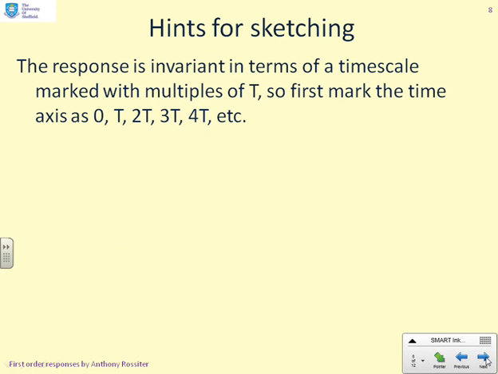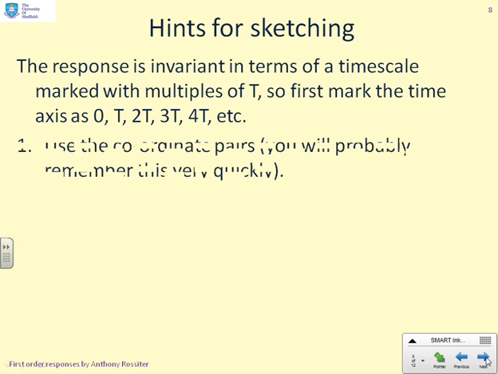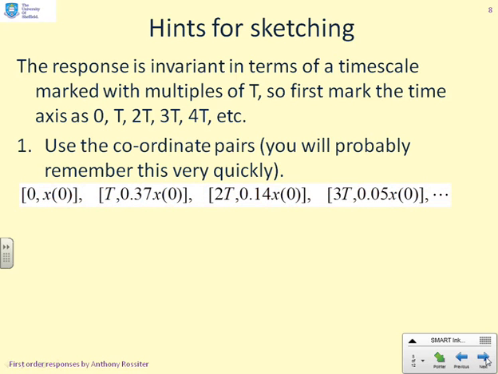So some hints for sketching. So we've said now the response is invariant in terms of a timescale marked with multiples of capital T. So all we need to do is mark the time axis as 0, capital T, 2T, 3T, 4T, and so on, and then the actual graph becomes straightforward. The coordinate pairs that you'll need to remember will be time 0, x of 0; time capital T, 37% of x of 0; time 2 capital T, 14% of x of 0; time 3 capital T, 5% of x of 0.